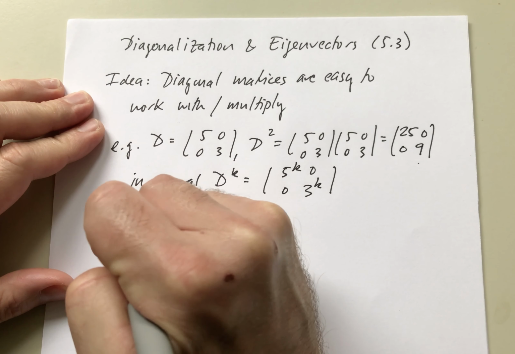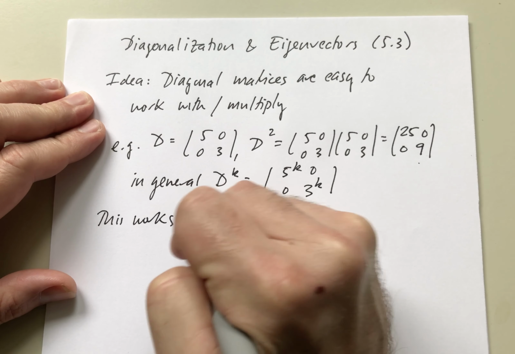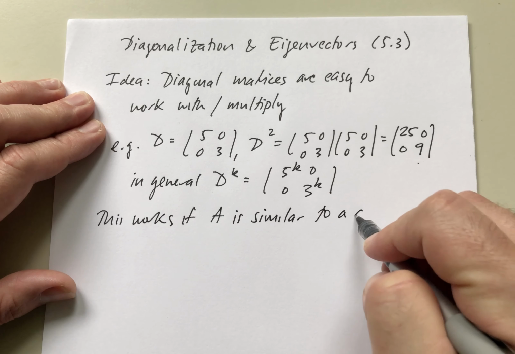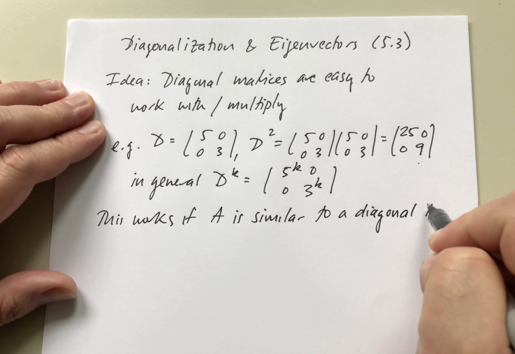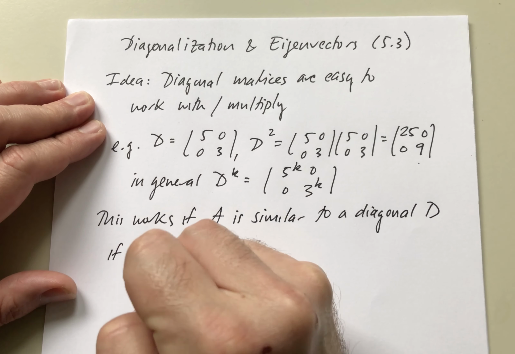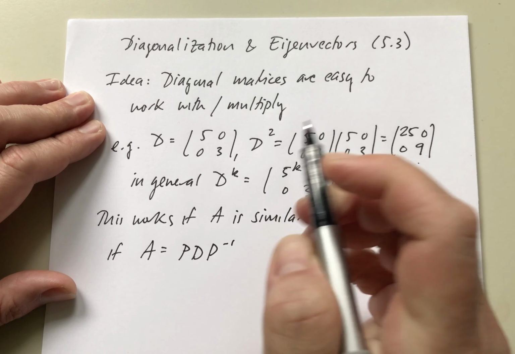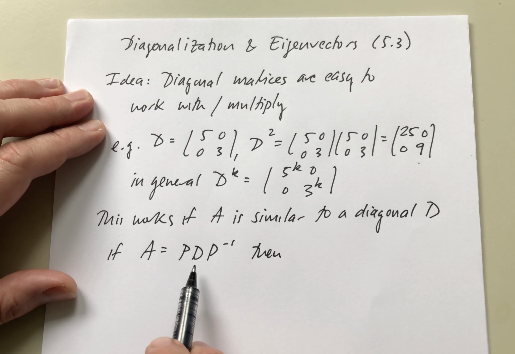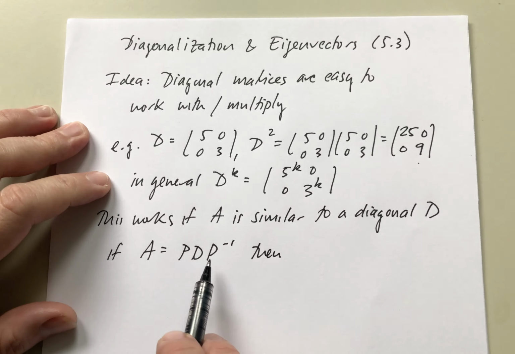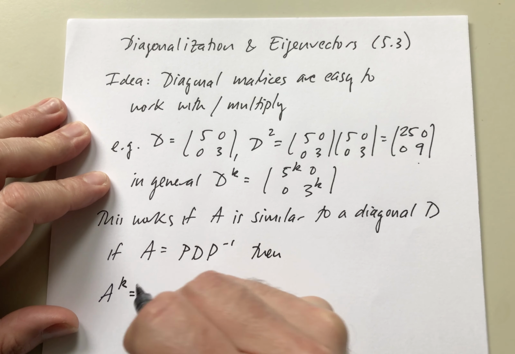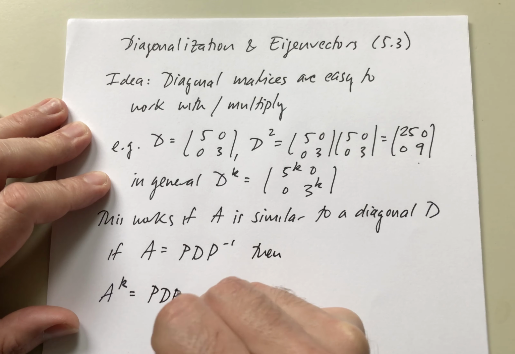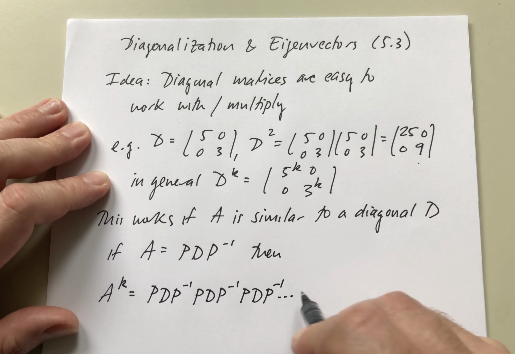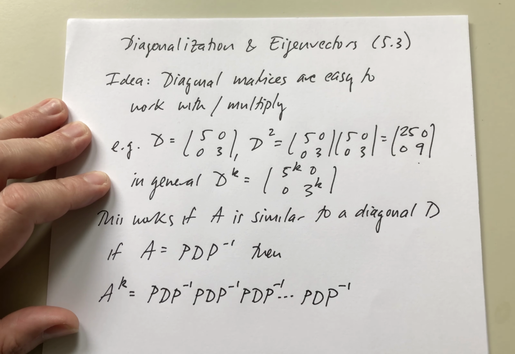Well, note that this trick works if A is just similar to a diagonal matrix. So remember, what that means is that I can write A as P D P inverse for some P. That's what it means to be similar to a matrix D, is that I can write A as P D P inverse. Then what do I have? Well, I have A to the k, which now by definition is going to be P D P inverse times P D P inverse times P D P inverse, dot, P D P inverse.